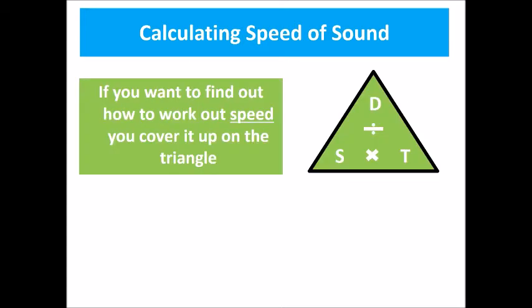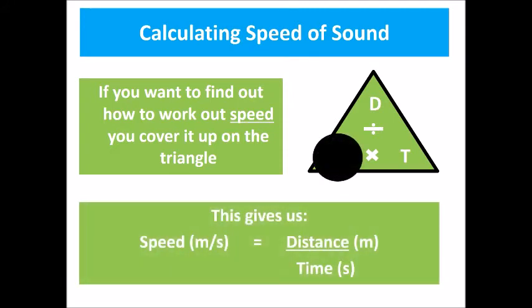So if we want to work out how to calculate speed, we cover it up on the triangle like that, and we get distance divided by time. So write down that triangle and then write down that formula. Then can you work out for me what the formula would be for time? So time equals what? And then can you work out what distance equals? What are those other two formulas? Pause the video and have a go at that.